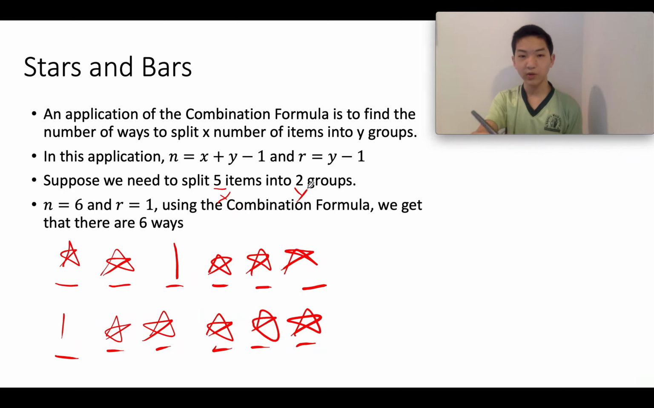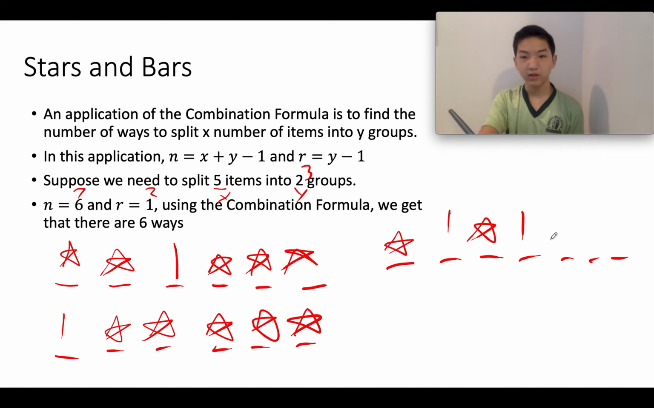So if instead we have to divide it into 3 groups, well then, we'd have n equals 7, r equals 2. And then we'd have 7 slots. And we have to figure out, well, we could say put 2 bars here, and then we'd have 5 stars here.